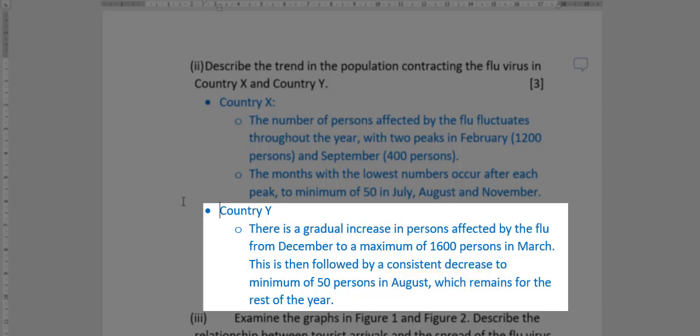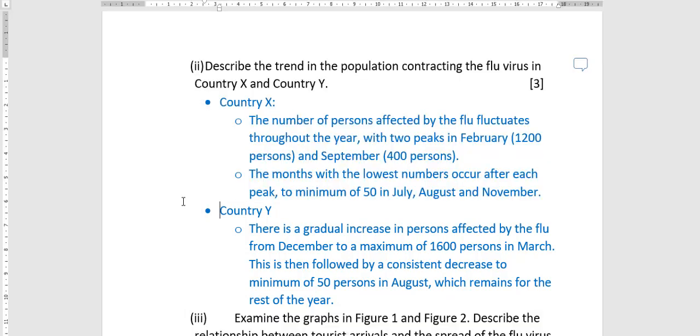Same rules apply. You indicate that there's a gradual increase. In this case, it's gradual, right? And then you indicate that there's a decrease and you give the actual values. What's the maximum? 1,600 persons in March. What's the minimum? 50 persons in August. Right? And then it just continues the rest of the year. So that's how you would word your answers. Right? So that's your answers.